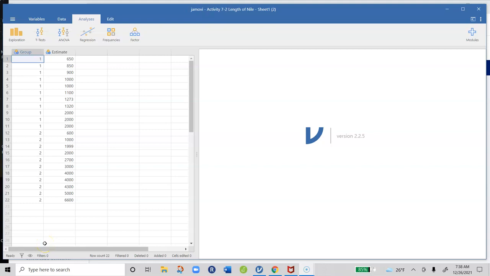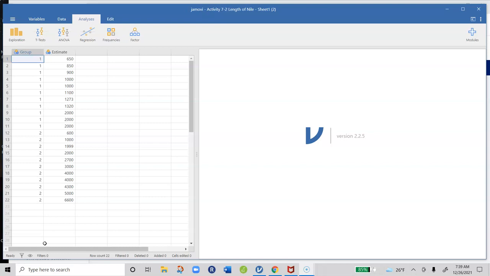Hello everyone. In this video we're doing activity 7-2, which is an independent measures t-test, and we're doing it in Jamovi. Now in this study we have two separate groups. It's an independent measures design, and the two groups are asked different questions about how long they think the Nile River is. So one group is first asked, do you think that the Nile River is longer than 800 miles long? And then they're asked, well, how long do you think it is?